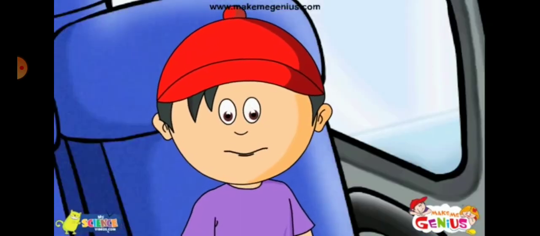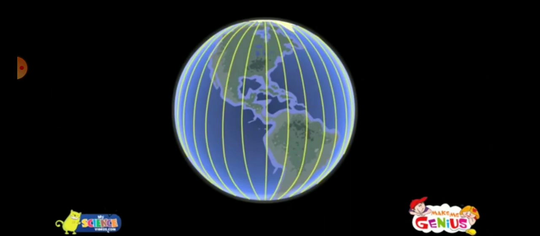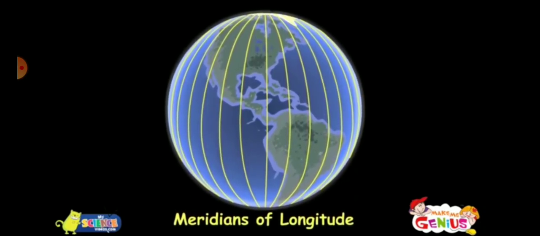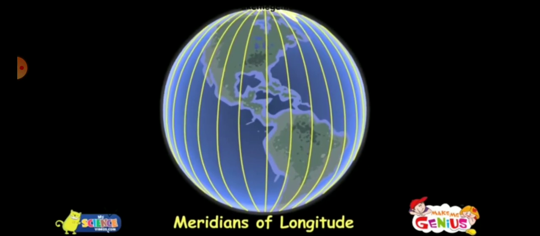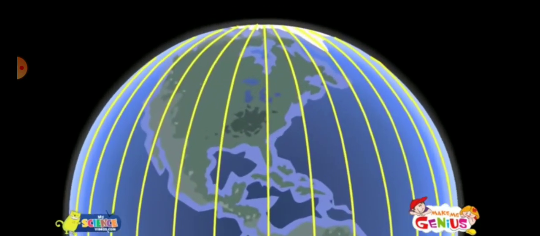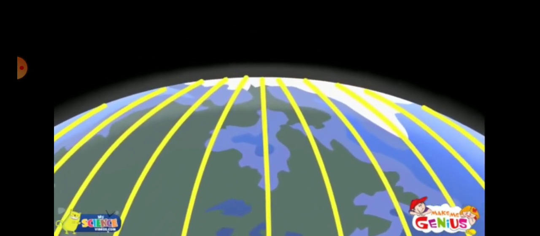Now longitudes. Lines that run from north to south on Earth are called meridians of longitude. These lines are measured the same as parallels of latitude, in degrees, minutes and seconds. Absolutely true. So, Ginny, are the meridians of longitude equidistant like the parallels of latitude? No. Unlike parallels of latitude, the meridians of longitude intersect at the north and south poles.